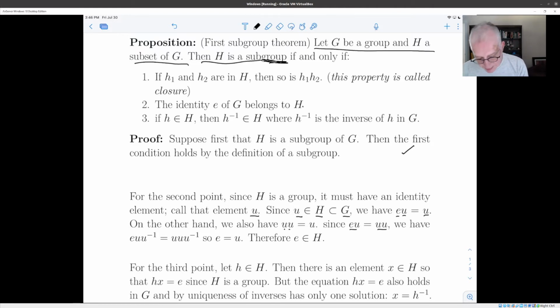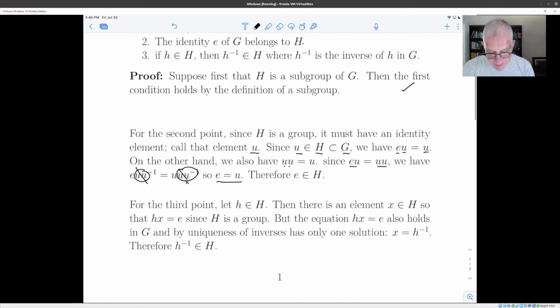And if we multiply the right side of both sides of that equation by u inverse, we can cancel the u. And we get the equation e equals u. In other words, the identity element of H is the same as the identity element of G. And also, since u is an element of H, so is e.